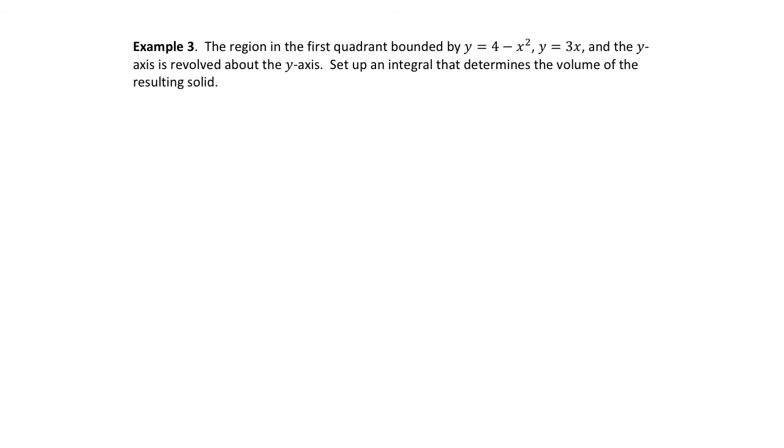In this example, we're going to see how we might have to adjust just a little bit what we mean by the height of a particular shell. We've got the curve y equals 4 minus x squared and the line y equals 3x in the first quadrant. The y-axis also acts as a boundary. We want to find the volume of the solid generated by revolving that region about the y-axis.